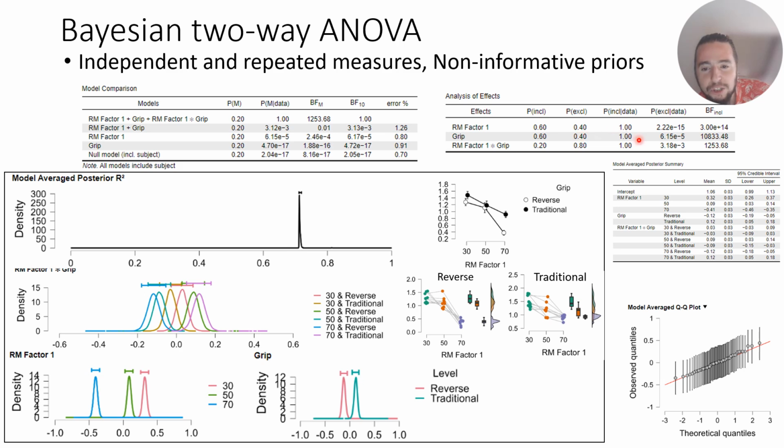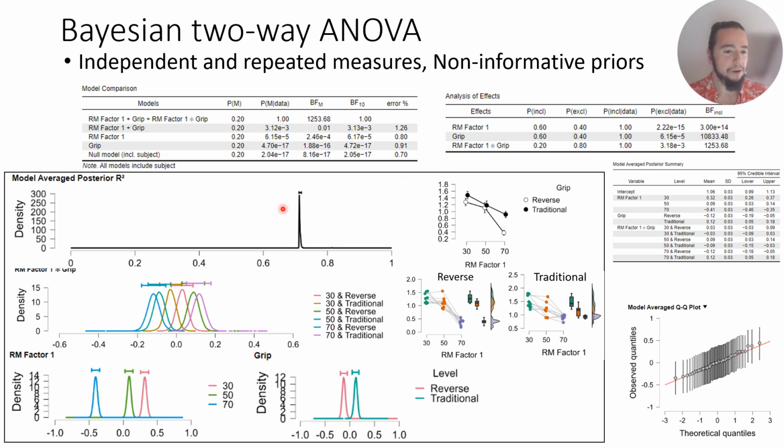And therefore, we need to include the variables. We need to include this variable and the interaction between them, because the posterior probability of including given data is basically 1 in all of them, and excluding the data is basically 0. So we need the three things, the three effects, 2 main and 1 interaction effect, to have a complete model.